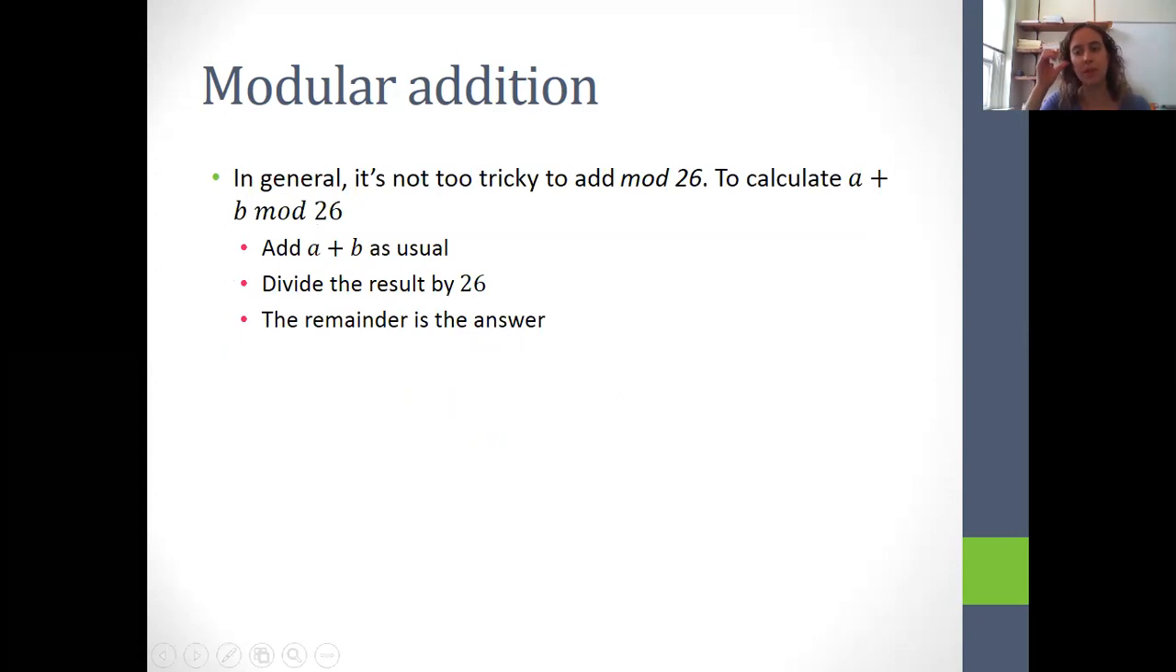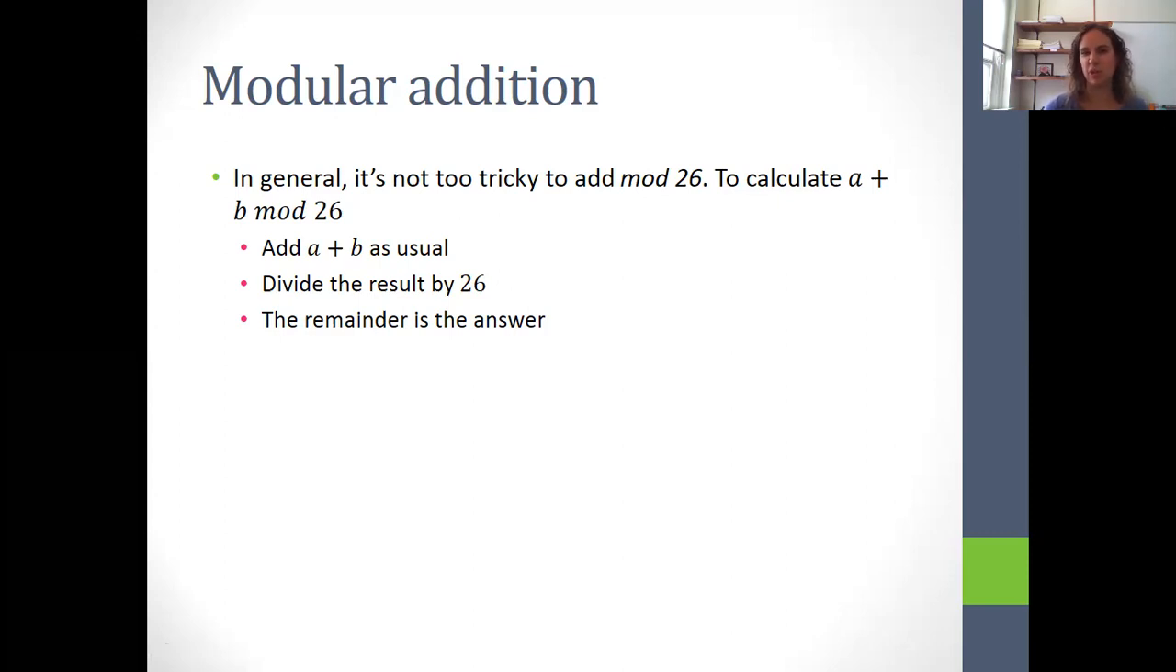All right, so in general, how do you do that sort of calculation mod 26? The examples that we've done so far, we were able to figure out by thinking about what the table looks like and what happens when we shift the letters by 4. But in general, if you're trying to add modulo 26, you're going to add a plus b as usual. So just add your two numbers, divide the result by 26, and the remainder is your answer. That's, I guess, technically the mathematical way to put it.